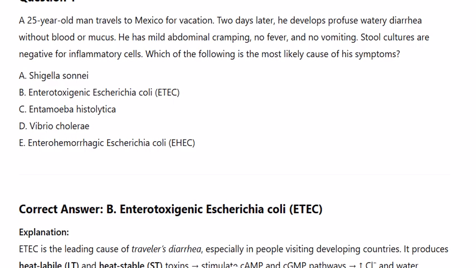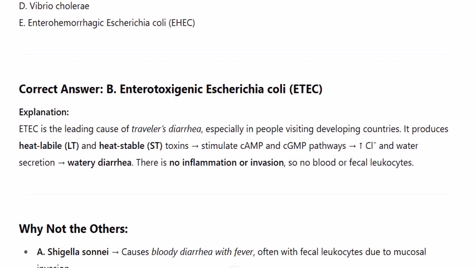Enterotoxigenic Escherichia coli explanation. ETEC is the leading cause of travelers' diarrhea, especially in people visiting developing countries. It produces heat-labile LT and heat-stable ST toxins, which stimulate cAMP and cGMP pathways, causing chloride and water secretion, and watery diarrhea. There is no inflammation or invasion, so no blood or fecal leukocytes.